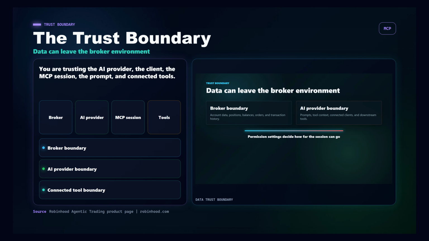There is also a trust boundary shift. Robinhood says third-party AI agents are not controlled, supervised, monitored, recommended, or audited by Robinhood. It also says that once data is shared with the AI provider, it leaves Robinhood's security environment. That is not a footnote. If your agent gets broad account context, you need to trust the model provider, the client, the MCP session, the prompt, and every connected tool that can influence the agent.